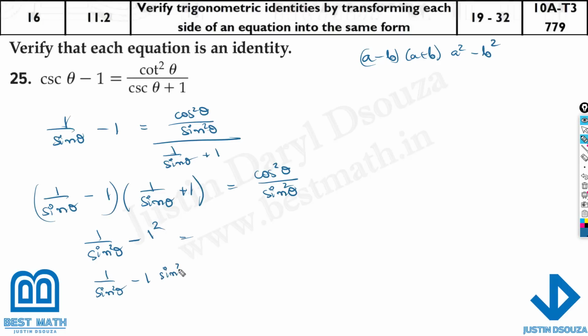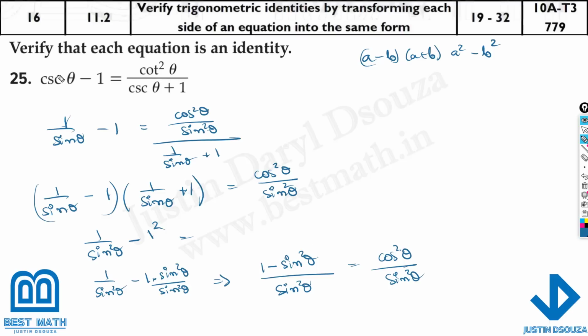So here you multiply and divide by sine squared theta. The denominators are the same, so we get sine squared theta in the denominator, and we will have 1 minus sine squared theta. What is 1 minus sine squared theta? It is cos squared theta by sine squared theta. Now it's equal, right? That's how it is.